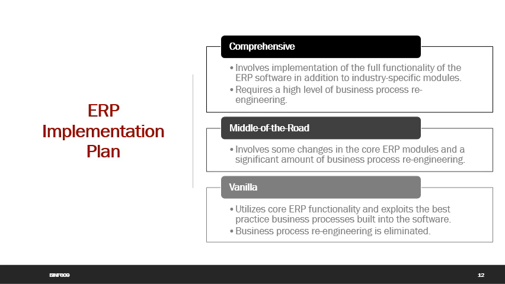A vanilla ERP implementation plan uses the core ERP functionality and the best practice business process built into the software. A company following a vanilla implementation will have to simplify and align their business process to the ERP system, rather than modify the software. By eliminating or minimizing the required business process re-engineering, the project cost and time required for the implementation are minimized.